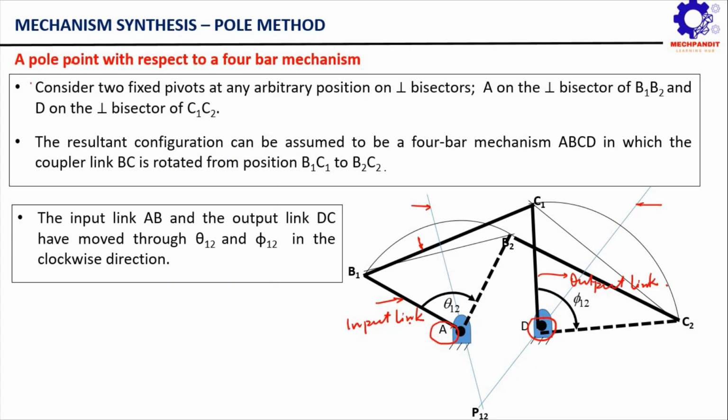So this is how you can choose some arbitrary points A and D on these two perpendicular bisectors, and you can see that this entire arrangement can be considered as a 4-bar mechanism in which this coupler link BC is moving from one position, that is B1C1, to B2C2.